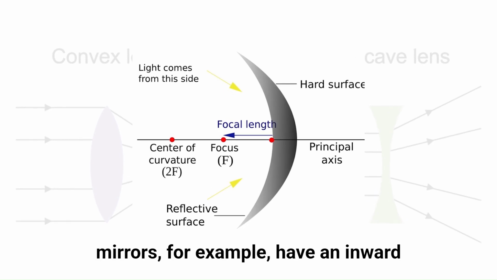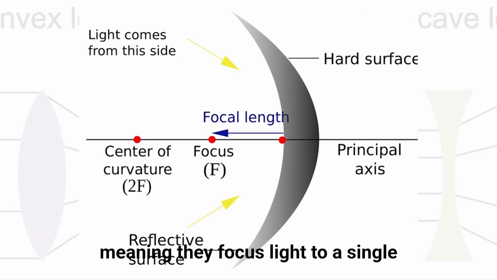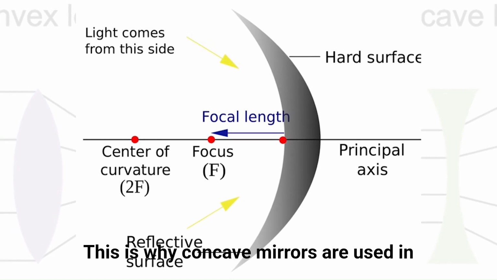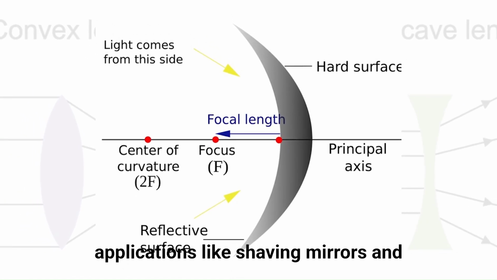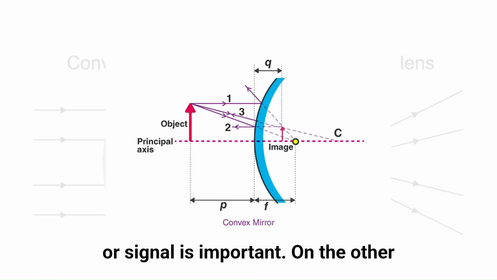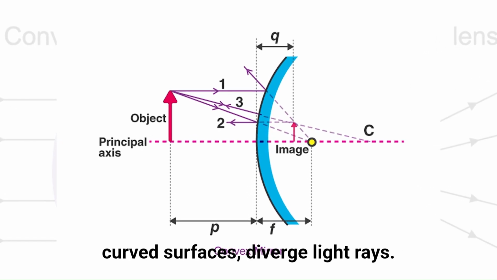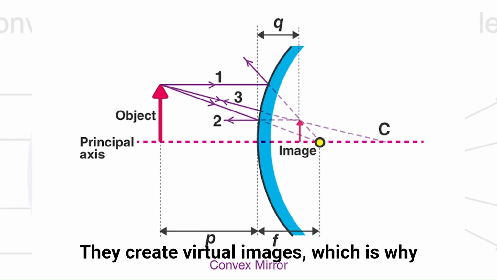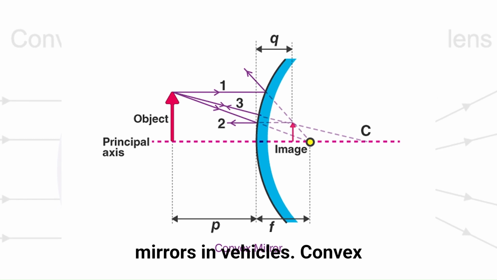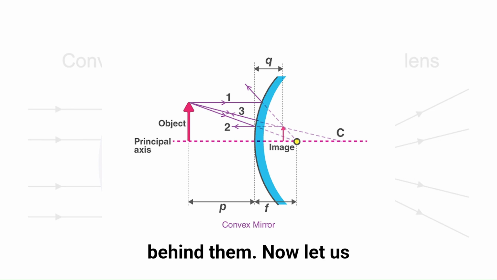Concave mirrors, for example, have an inward curved surface that converges light rays, meaning they focus light to a single point, which is called the focal point. This is why concave mirrors are used in applications like shaving mirrors and satellite dishes, where a focused image or signal is important. On the other hand, convex mirrors, with their outward curved surfaces, diverge light rays. They create virtual images, which is why they are commonly used for rear-view mirrors in vehicles. Convex mirrors provide a wider field of view, allowing drivers to see more of the road behind them.